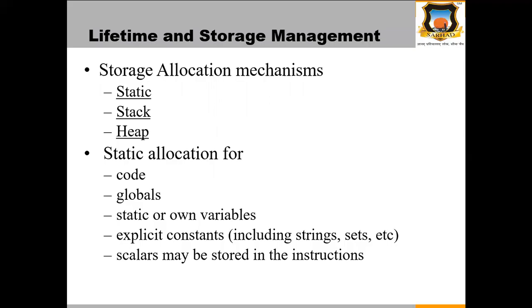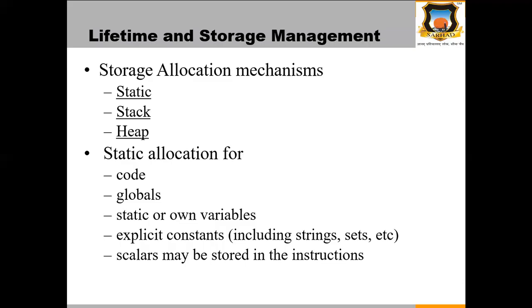Now the next point is the storage allocation mechanism. Objects are stored with the help of three mechanisms. The first is static allocation, the next is stack allocation, and the third is heap allocation. According to the need or the program, these three mechanisms can be used. First is static allocation.